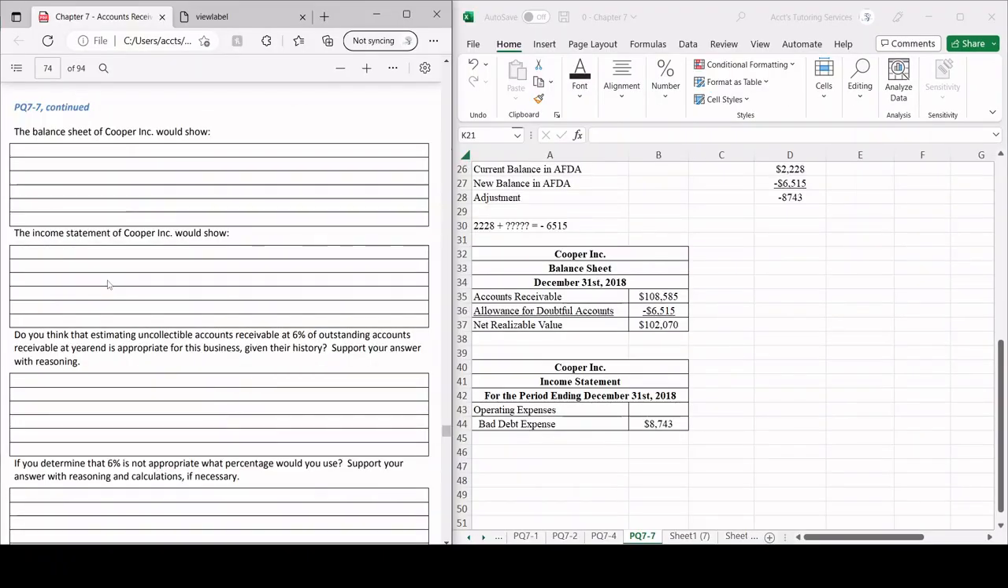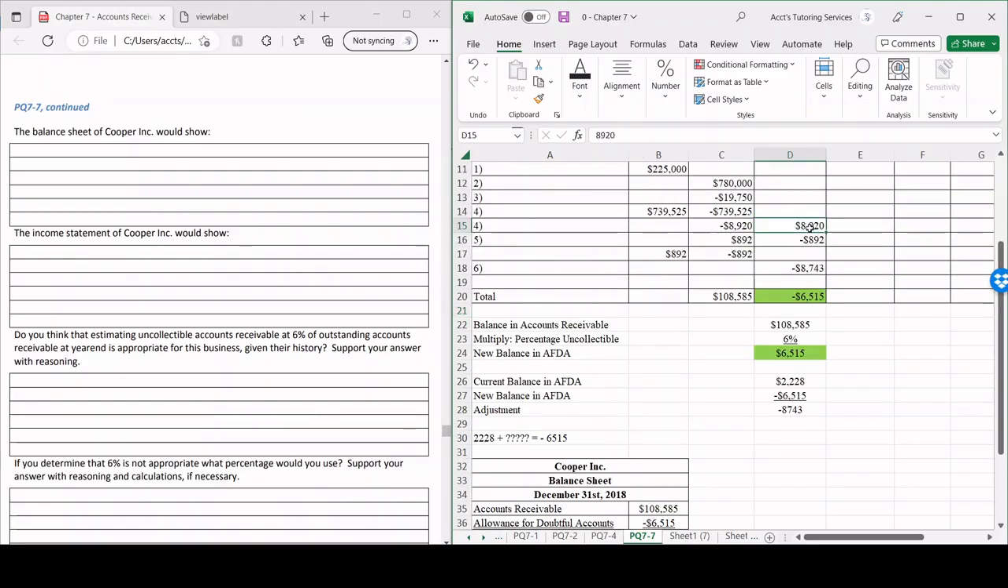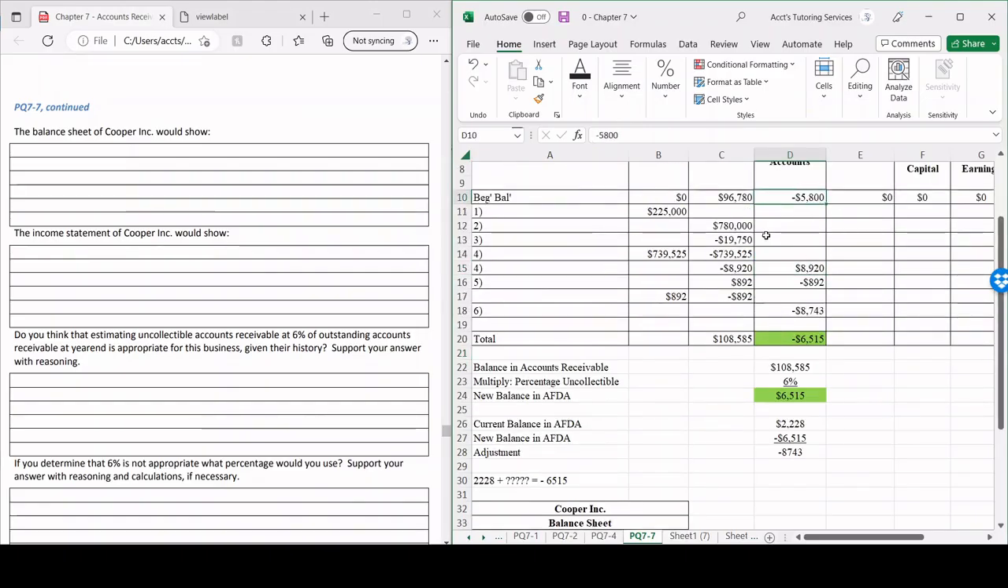So now the next question, do you think that estimating uncollectible accounts receivable at 6% of outstanding accounts receivable at year end is appropriate for this business, given the history? Support your answer with reasoning. No, the estimate seems low. Simply put, because after this write-off, right? Because we're estimating that it's going to be 5,800, but the actual write-off was 8,920. So the actual amount that we didn't collect is much more than what we originally estimated. So simply put, the estimate seems too low, and the reasoning is what I just explained to you guys.